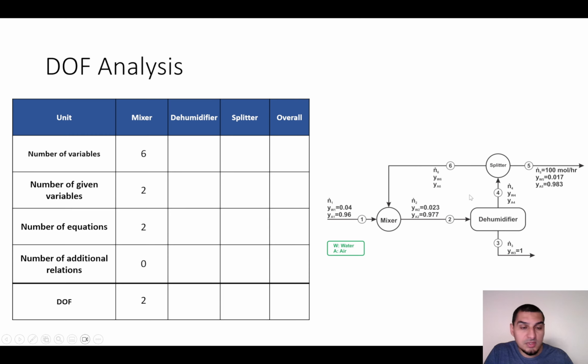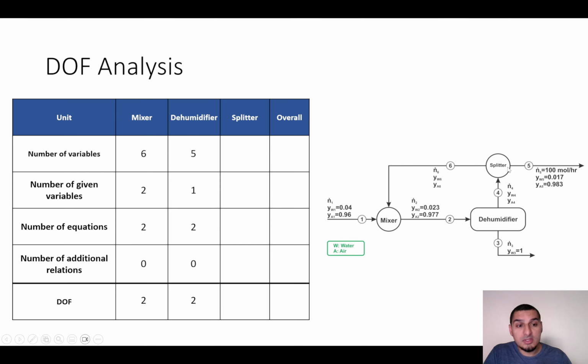For the dehumidifier, we have 2, 4, 5. We have 5 variables. We know one independent variable. This one is not a given or independent variable, it's dependent. So we have one given variable. We have two equations and no relation, so this makes the degrees of freedom equal 2.